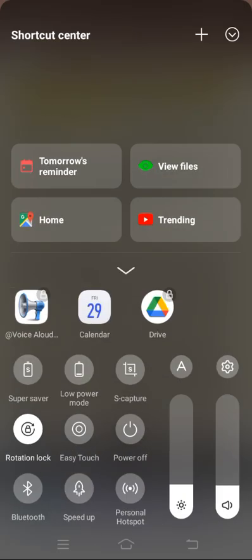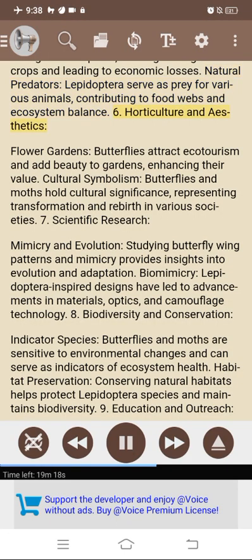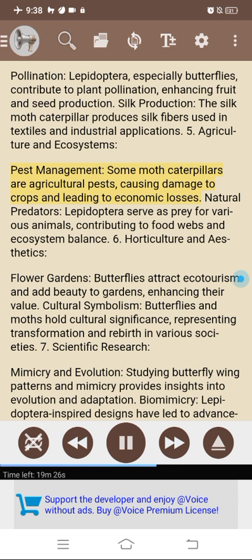Natural predators. Lepidoptera serve as prey for various animals, contributing to food webs and ecosystem balance. 6. Horticulture and aesthetics. Pest management. Some moth caterpillars are agricultural pests, causing damage to crops and leading to economic losses.